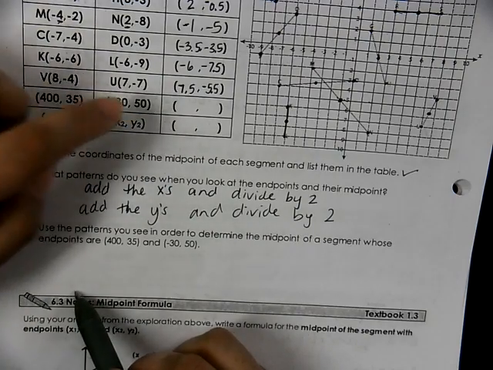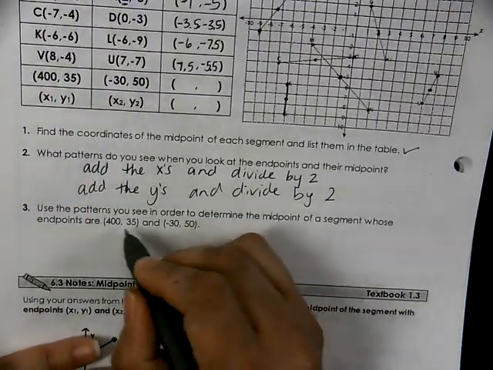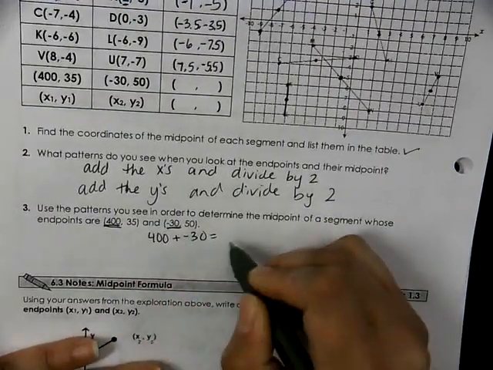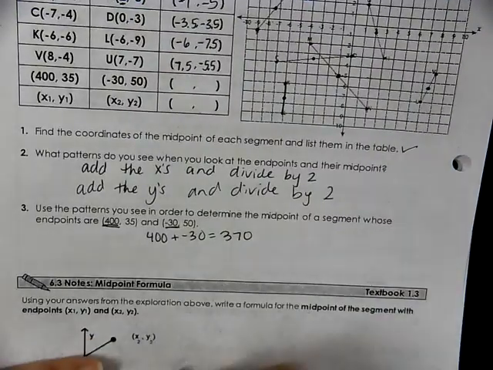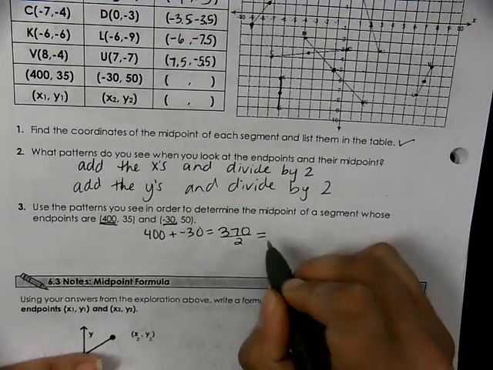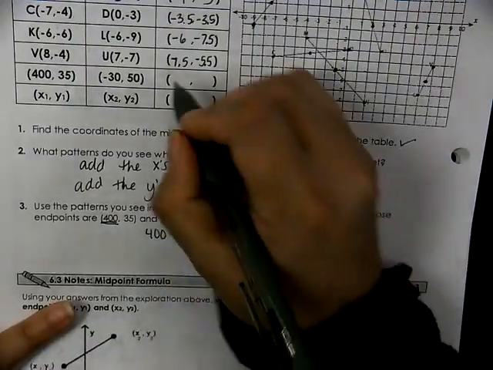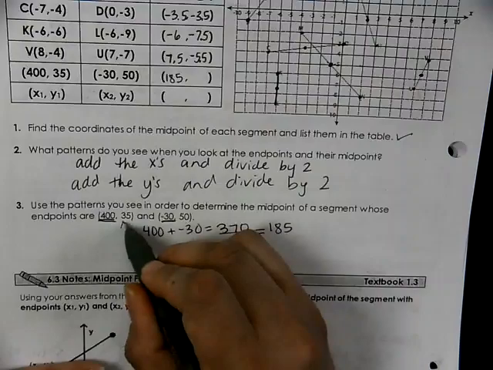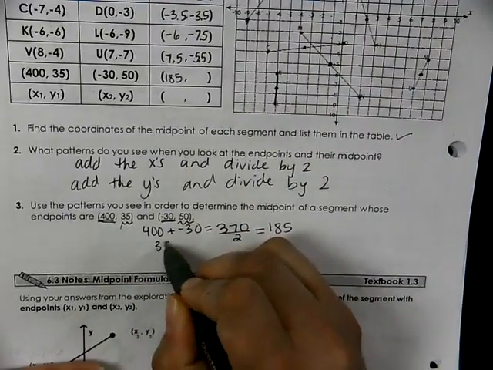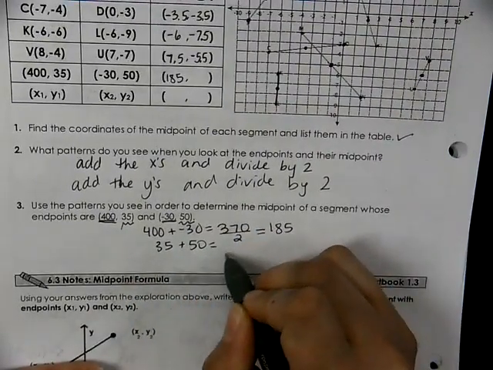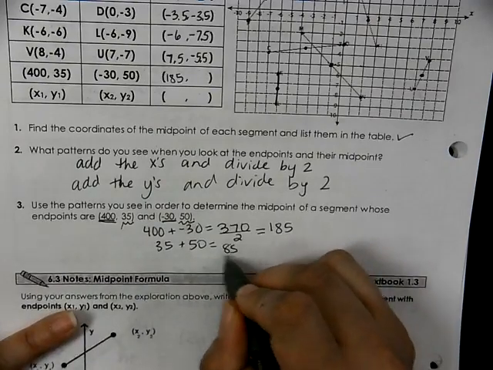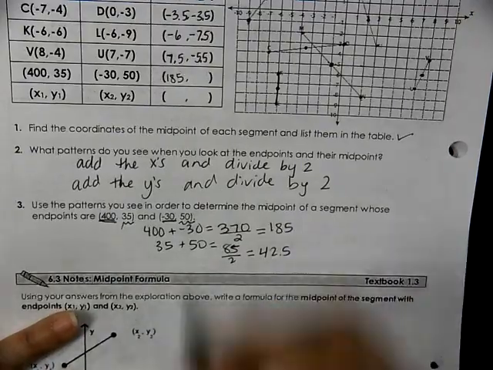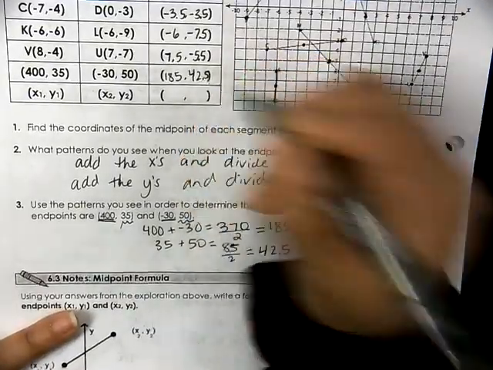So this time, add your x's. So we would do the 400 plus a -30. That would give me a 370. And when you divide that by 2, you get 185. Okay, so there's the x value. I'll write in 185. Do the same thing for the y's. We have 35 and 50. You're always adding them up. So this comes out to 85, and dividing it by 2 gets you to 42.5. Okay, so we just found the y value as well.